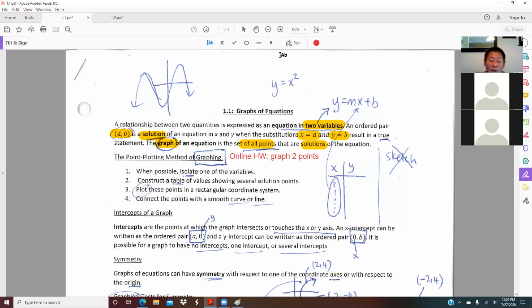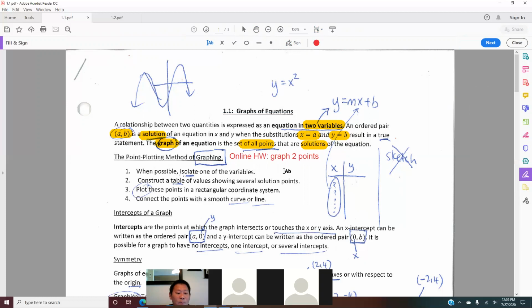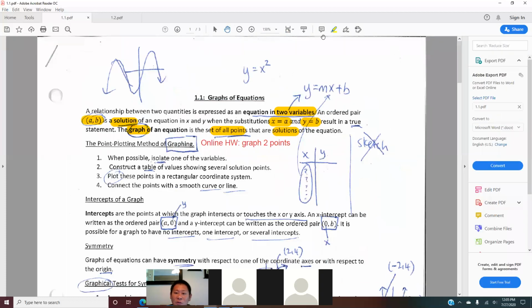There are a lot of ways for us to draw a graph. The first method that we point out here is the point plotting method, which I would suggest you not use. This is a very last resort. That means if you forget everything, this is plan Z. If you have plan A, plan B, this is your last plan.